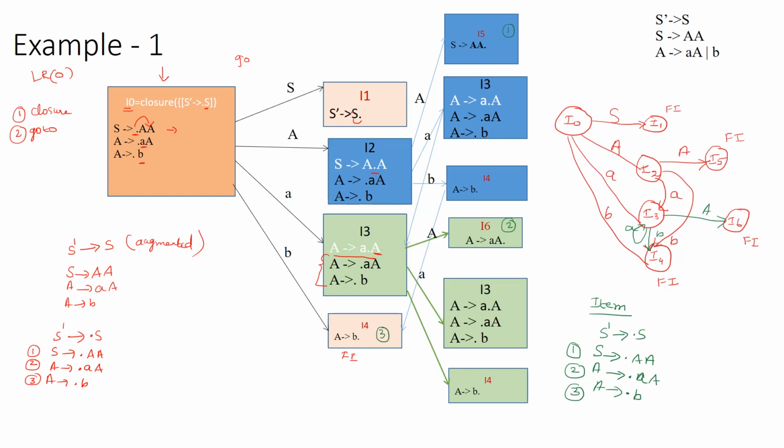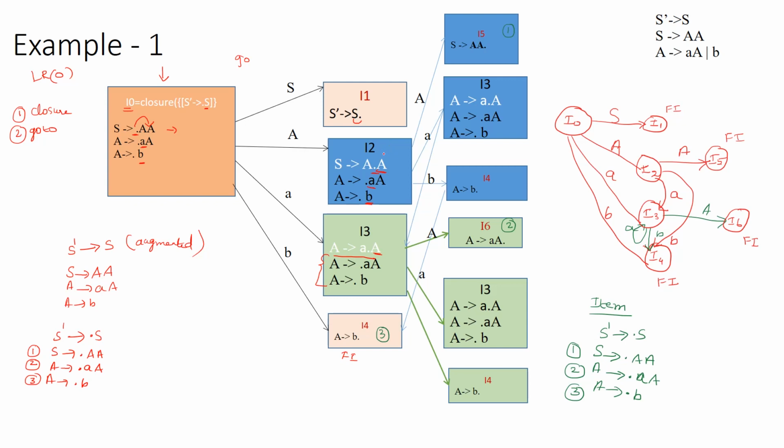And now since this dot is at the rightmost side, we can leave this and now we have to explore this. So now consider I2. When we consider I2, we have to find goto for capital A, small a and small b.